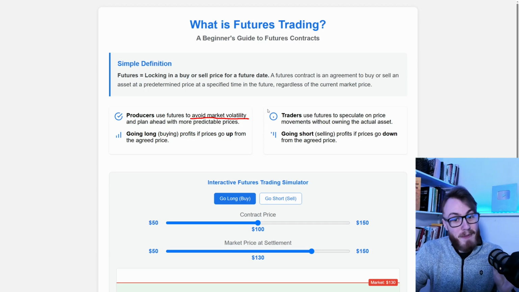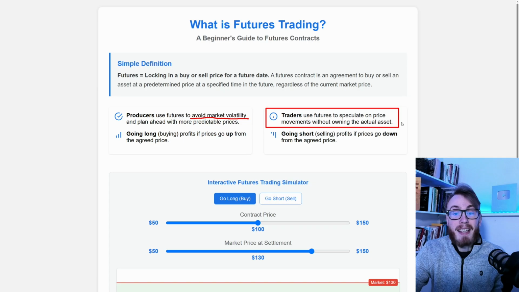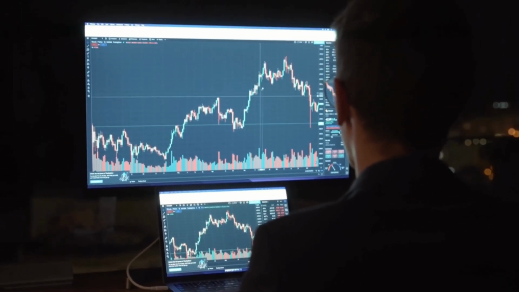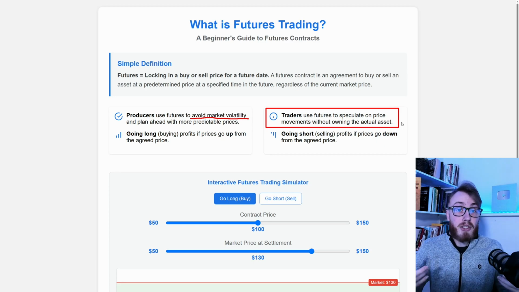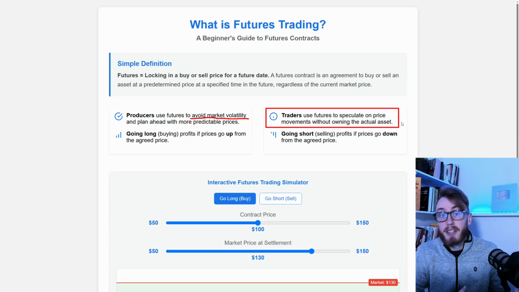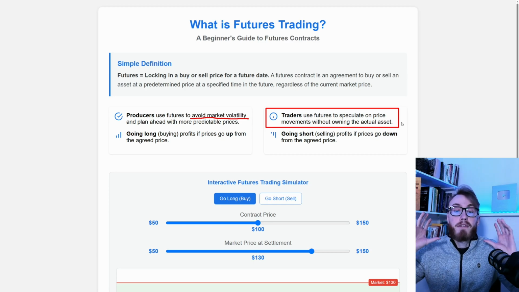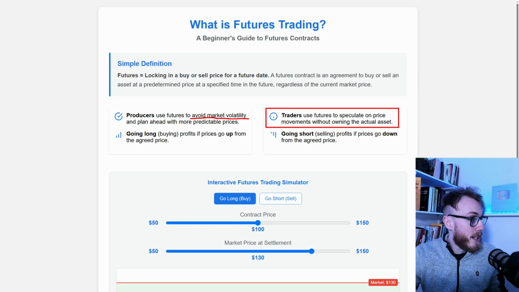But another very common use case, and this is probably why you are here, is that traders use futures to trade and speculate on price movements. And as you heard in the intro, you can use futures to trade pretty much anything. It doesn't matter if you are trading crypto, Forex, stocks, or even other things like oil and gold. You will find futures for pretty much anything.